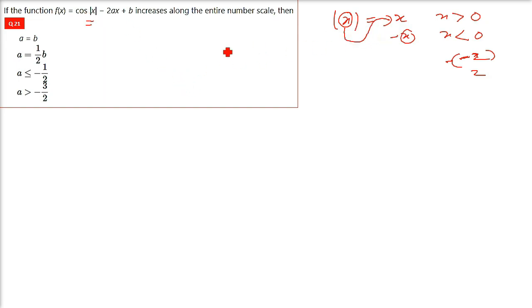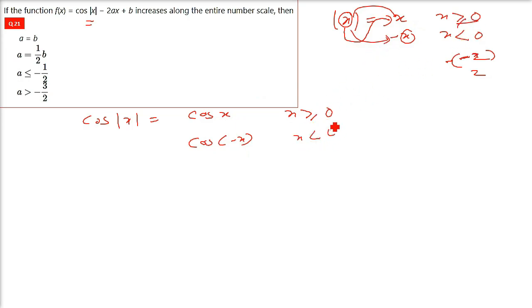So now we have cos modulus x. What is mod x? It can be x, it can be negative x. So mod x is x when x is greater than or equal to 0. You already know about this. And it can be replaced by negative x when x is less than 0. X greater than 0 for positive, x less than 0 for negative. Now you know what is cos minus theta. Cos minus theta is plus cos theta. Sin minus theta is minus sin theta. But cos negative theta is cos theta. So both ways, if x is greater than 0 or less than 0, you'll always get cos mod x as cos x. Alright. So we don't worry about modulus x.